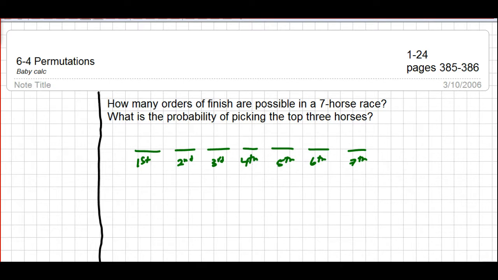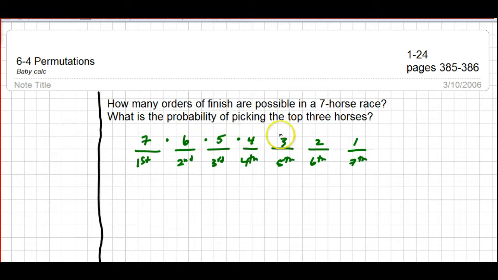And so if you imagine all 7 horses are racing, all of them are attempting to win first place. Once one of those horses crosses the finish line and wins first place, there are now only 6 horses still racing for second place. Once one of those 6 horses crosses the finish line and earns second place, now there's only 5 horses left racing, and so on. And so you'll find that the numbers just keep decreasing until all the blanks are full.